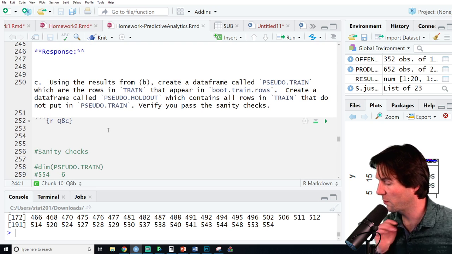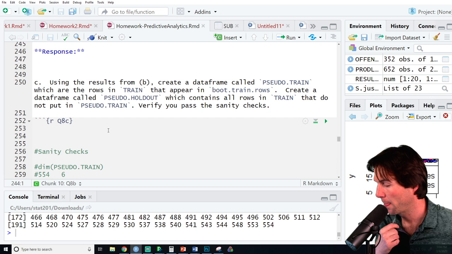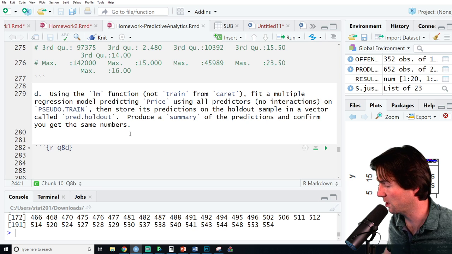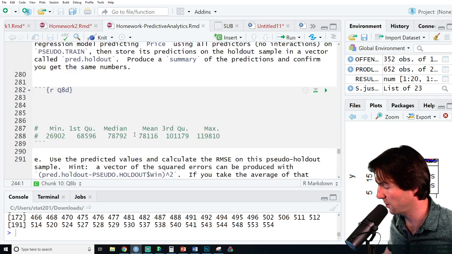So use the results from B, create a data frame called pseudo-train, which are the rows in train that appear in the boot train. Create a data frame called pseudo-holdout, which contains all the rows in train that do not appear in the boot train. Verify the sanity checks. So we've got sanity checks, all good stuff. Using the lm function, fit the multiple regression model predicting price, using all the predictors, on pseudo-train. Store the predictions on the holdout in the same vector. Produce a summary.